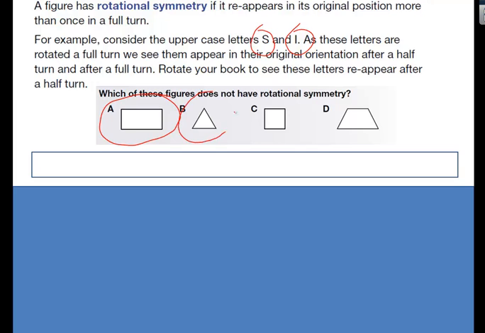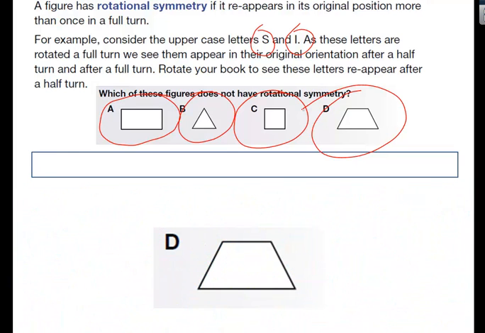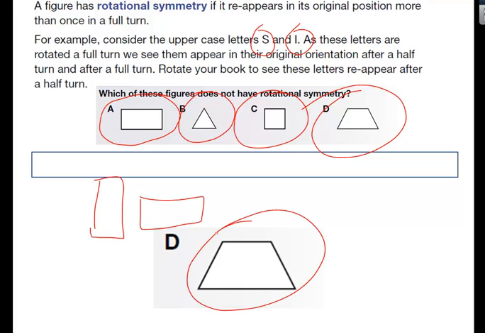So the letter S and the letter I both have rotational symmetry. So look at these shapes and tell me which one of these will not look like itself as we rotate it. You should have said D, because as we rotate this rectangle, that doesn't look like it, but the next rotation it's going to look like it again. So A does. B does, obviously, because every time we flip it over, it still looks like a triangle. Same thing with C. No matter how many times we turn it, it'll look exactly like it does. But D will never look like this again until we get it all the way around.